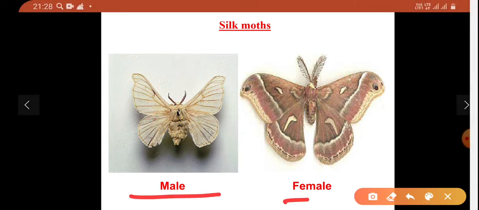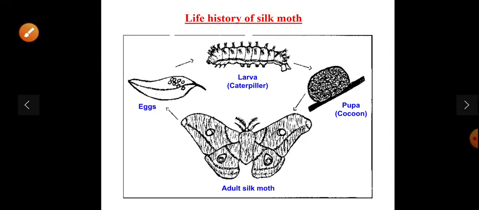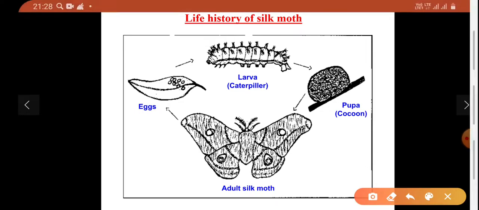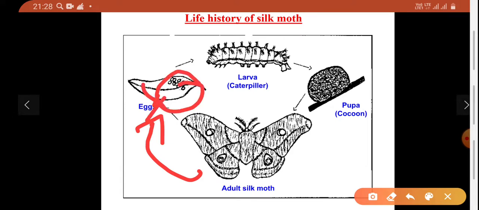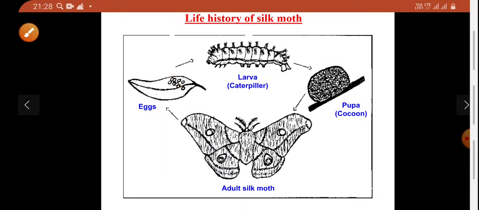This is the male, this is the female part. This is the female silk moth. Life history of this adult silk moth: first it will lay eggs. This is the leaf, mulberry leaves. These are the eggs, and they will change into a caterpillar, and this caterpillar again changes into a pupa. This outermost covering is made up of protein.